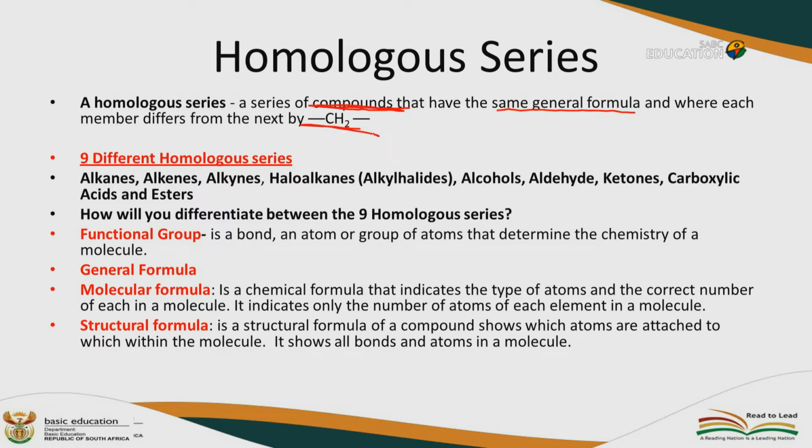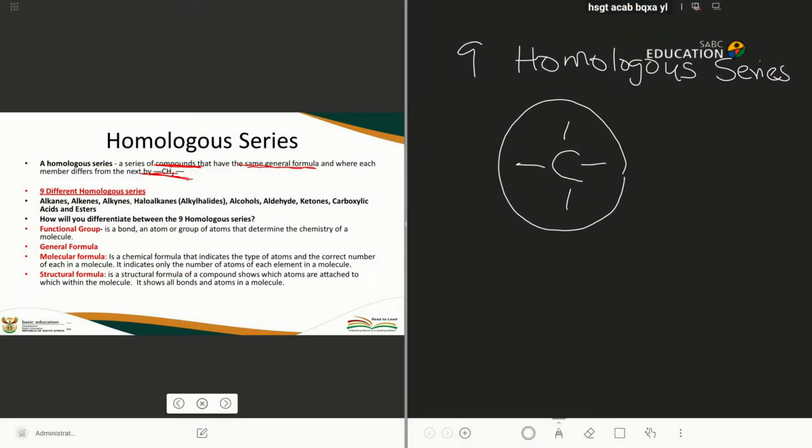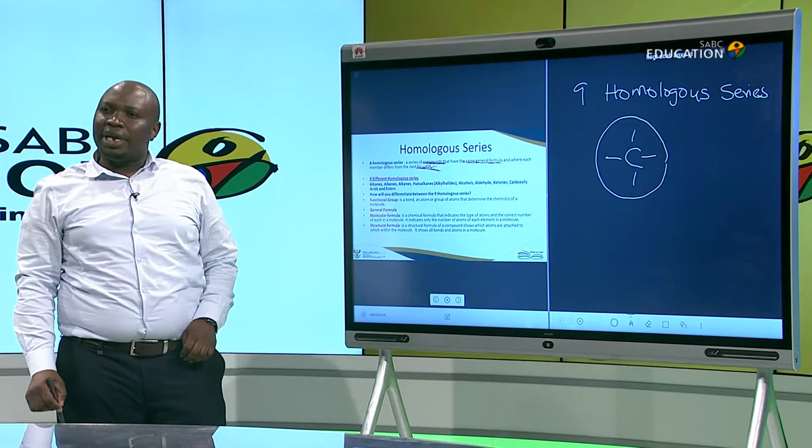So when you define homologous series, there are two things you look at. You are going to look at this general formula is the same, and what is different is they all differ by CH2 from one to another. So let's have that understanding of saying that when you define homologous series, you'll say it's a series of compounds that have the same general formula and where each member differs from the next by CH2.